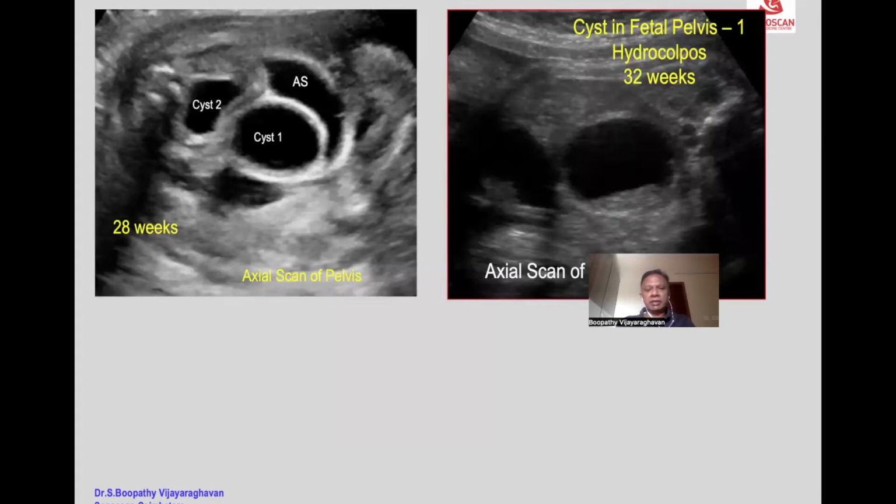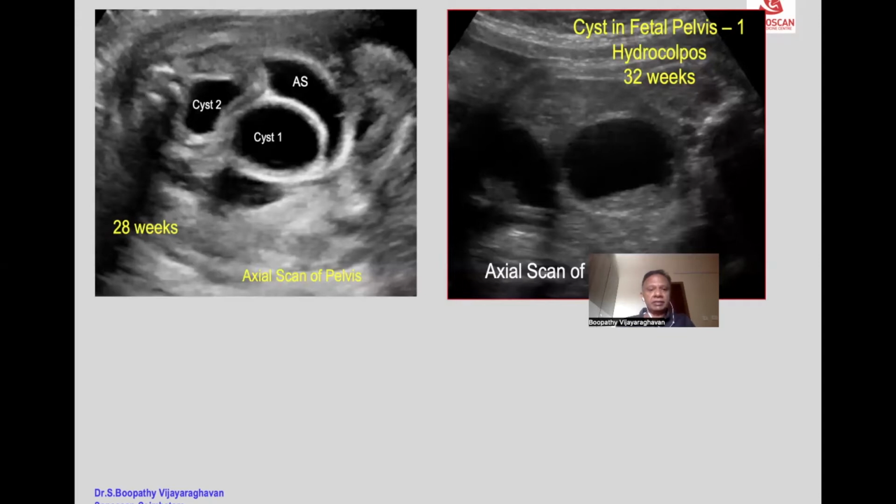We have seen another case scenario of cyst in the fetal pelvis, which after the final approach to diagnosis, was a case of hydrocolpos, which was diagnosed at 32 weeks, where the two cysts in the pelvis were in the anterior-posterior direction.